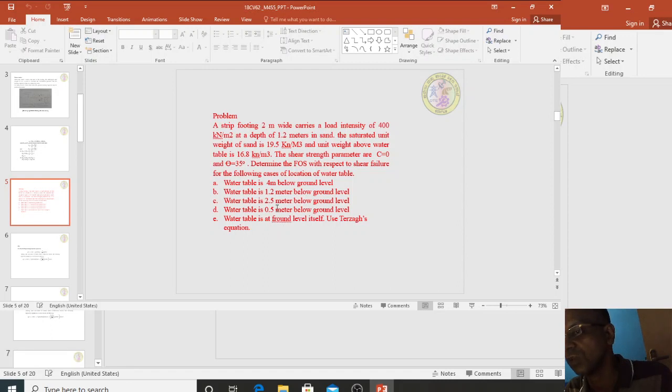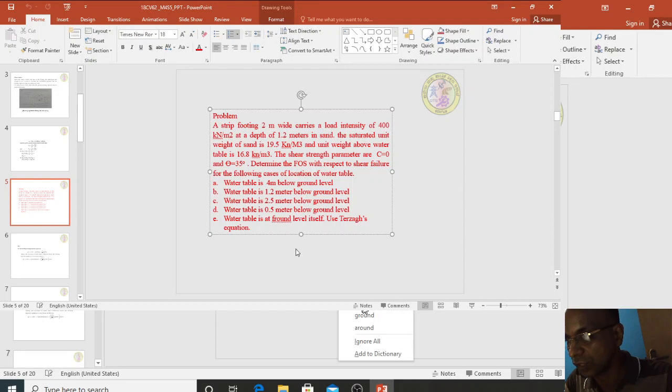Case 1, water table is 4 meter below the ground level. Case 2, water table is 1.2 meter below the ground level. Case 3, water table is 2.5 meter below the ground level. Case 4, water table is 0.5 meter below the ground level. Case 5, water table is at the ground level itself.